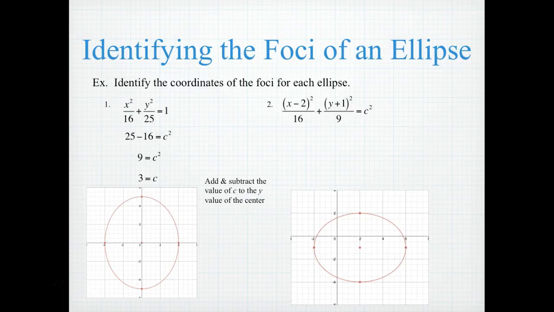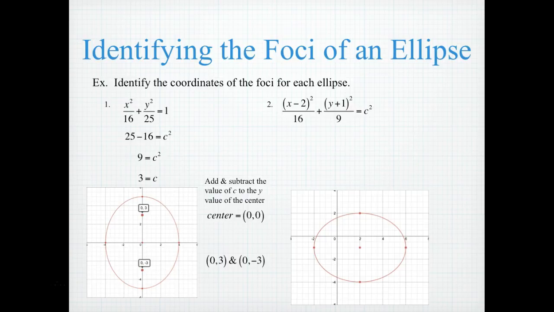So in this case, I have a center at the origin, so my center is given as 0, 0. So my foci are going to lie at the coordinates 0, 3 and 0, negative 3. So I added 3 to the y value of the center, and I subtracted 3 from the y value of the center.